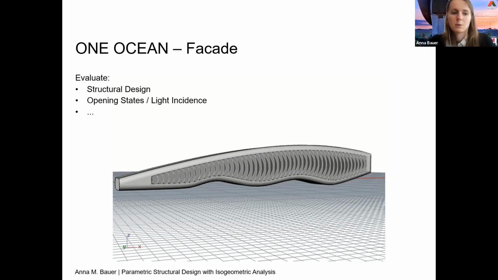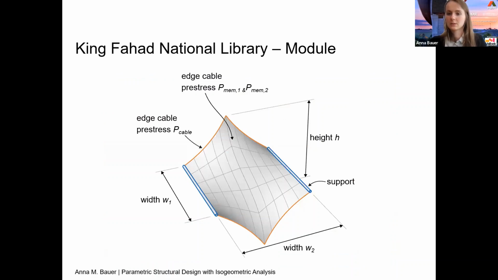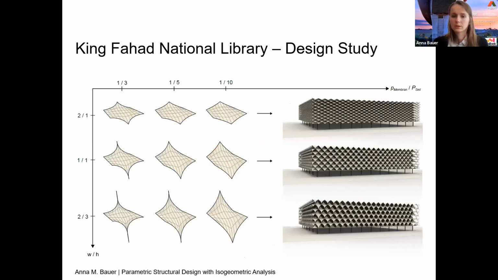And another application could have been the King Fahad National Library, where the facade is a membrane structure. So it consists of several modules that can also be defined by some parameters. So by the width and the height of the module, and also some structural parameters that are important for the shape as well. So the pre-stressing of the edge cables and the membrane itself. And both of them need to be considered simultaneously in order to do this parametric study.